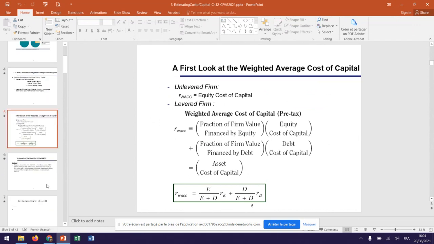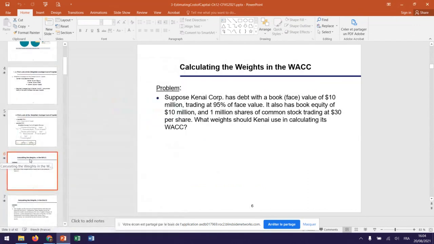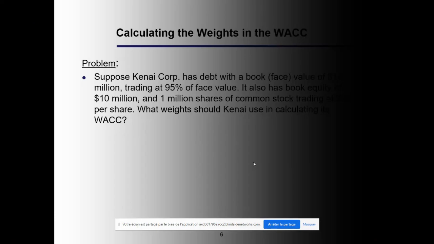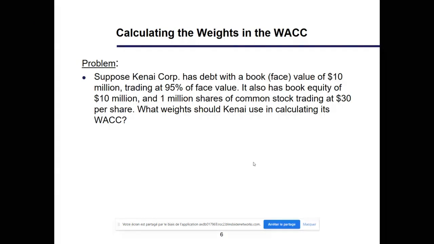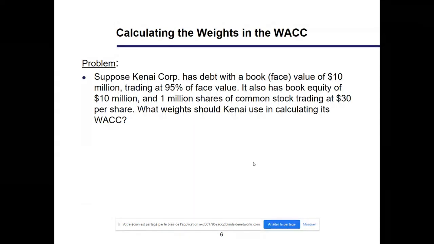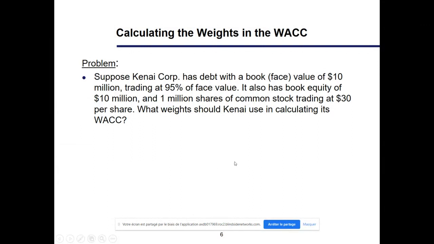Nothing complicated. Suppose K9 Corporation has debt with a book value of 10 million, trading at 95% of face value. It also has book equity of 10 million and 1 million shares of common stock traded at $30 per share. What weights should K9 use in calculating its WACC? It's very straightforward. You need to do everything based on market value.